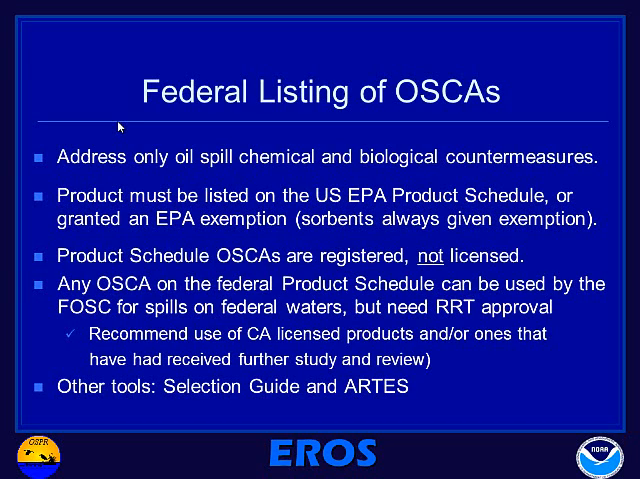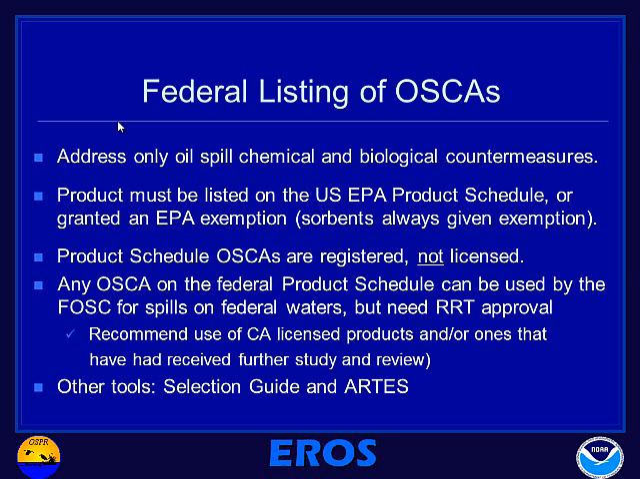Okay, so back to the federal process. Products must be reviewed by the federal EPA as part of their National Contingency Plan responsibilities and then go on the product schedule or be given an exemption by them. A little bit different for the feds. The oil spill cleanup agents are registered, they're not licensed. Some fewer requirements, but their registration is based on the information that the vendor supplies. They don't do a lot of truthing of it.